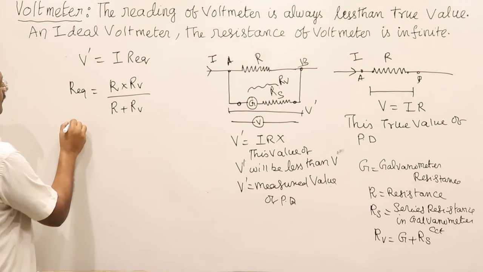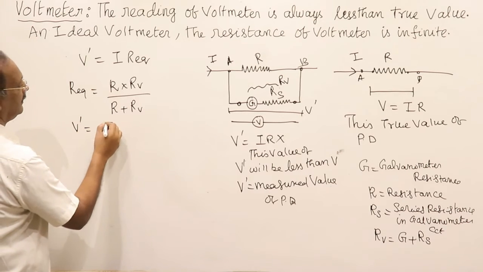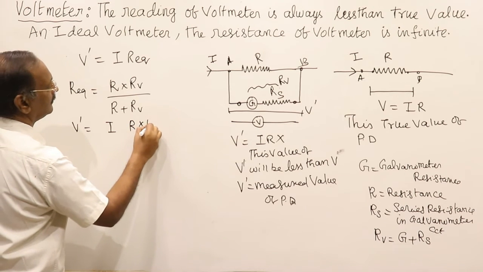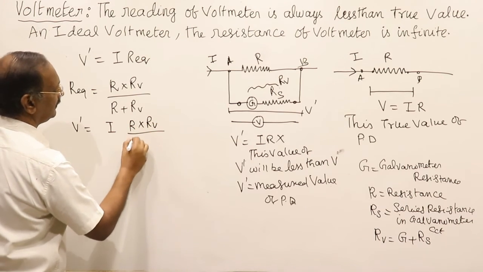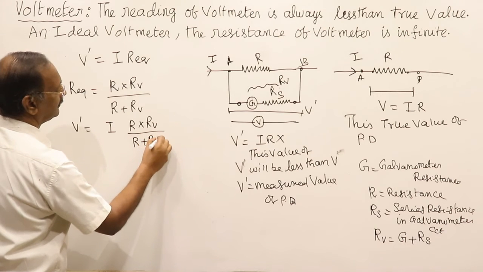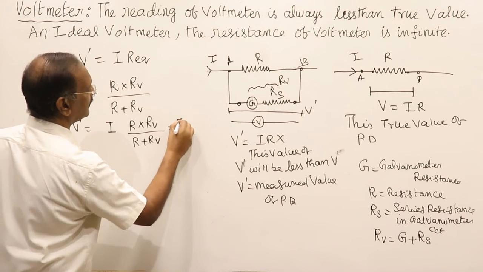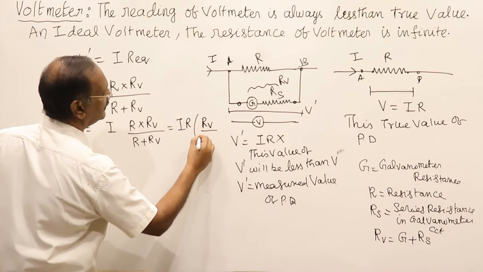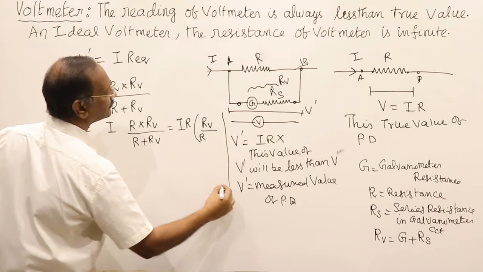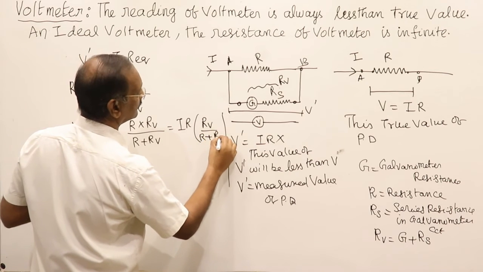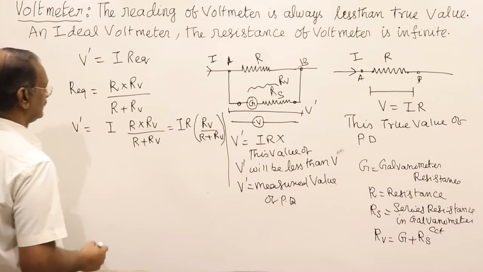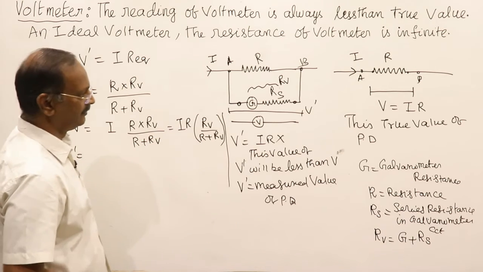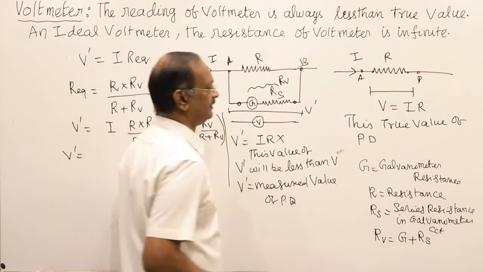So we can write V dash is equal to I into R equivalent, which is R into RV divided by R plus RV. So therefore V dash is equal to I into R into RV divided by R plus RV. What is I into R? Here I into R is equal to V, the true value.